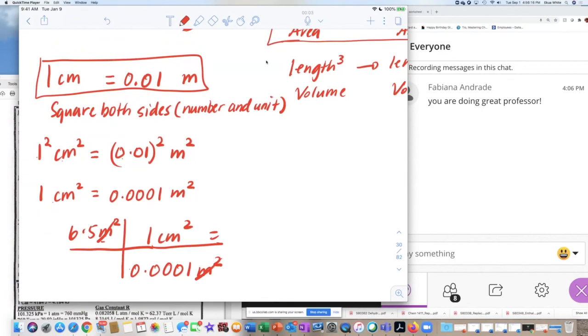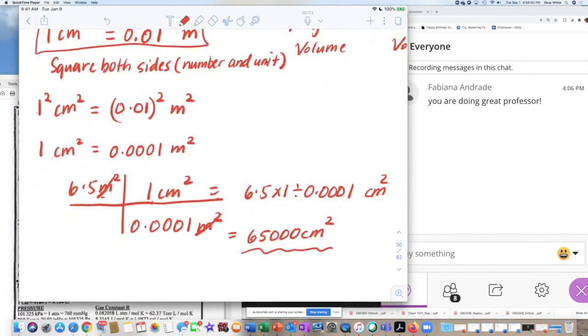That's why this method is taught at this level, because they want you to be able to solve a lot of problems. Okay, so the mass is 6.5 times 1, if you want to include 1, divided by 0.0001. And your answer will be some number centimeters squared, right? So let me work this out. 6.5 times 1 divided by 0.0001. Okay, so I get 65,000 centimeters squared. Ta-da! This is the answer.